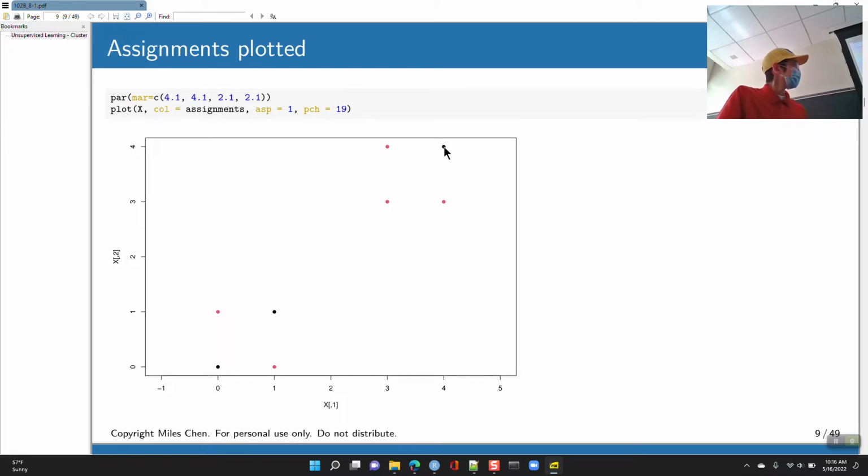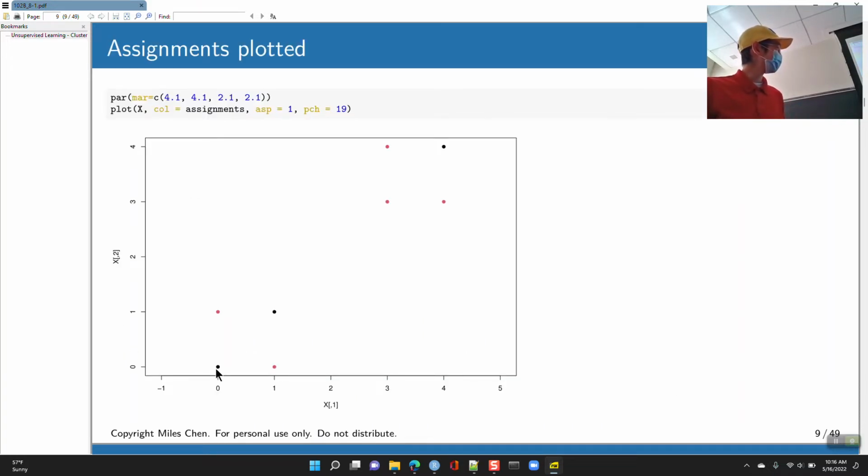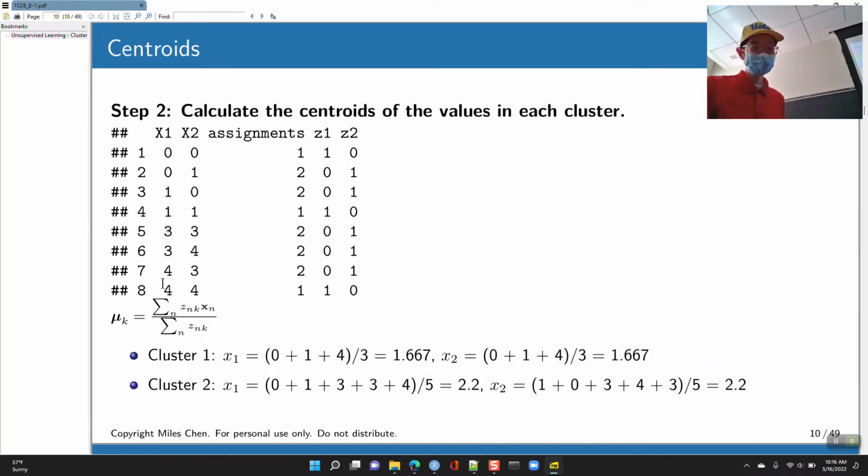All right. So anyway, we're going to take the 5 red points and ask, what is the mean of these 5 red points? And we're going to take the 3 black points and ask, what is the mean of these 3 black points? That will be the centroid for the red cluster and the centroid for the black cluster. So the coordinates in x1 and x2: we have 0, 0, 0, 1, 1, 0, 1, 1, and then 3, 3, 3, 4, 4, 3, and 4, 4.